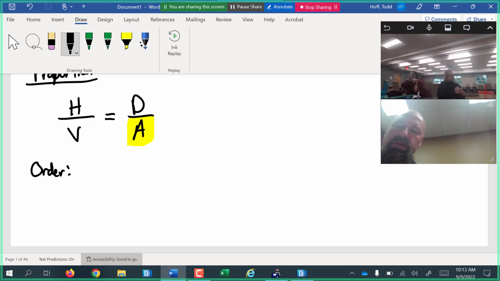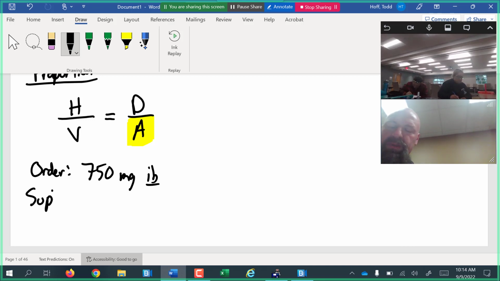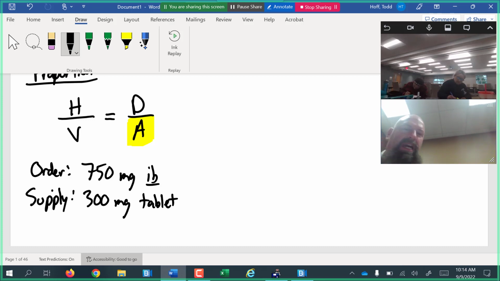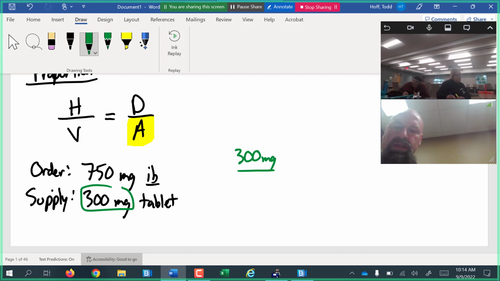So our order, let's see, 750 milligrams of ibuprofen. Our supply is still the 300 milligram. I'm going to leave out the word scored. We're just going to assume that it says tablets. We can split them. And so what's going to go in for the on-hand dose is the 300 milligrams, and that is contained in one tablet.